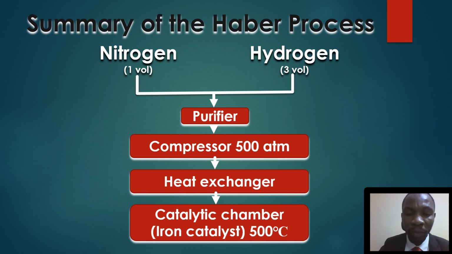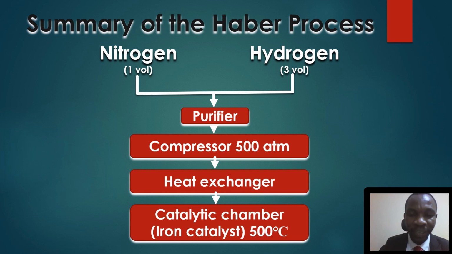Which are these optimum conditions? You can see from the chamber we have a catalyst, which is iron. So one of the optimum conditions is an iron catalyst. The second one is a temperature of 500 degrees Celsius. And the third one is a pressure of 200 atmospheres.